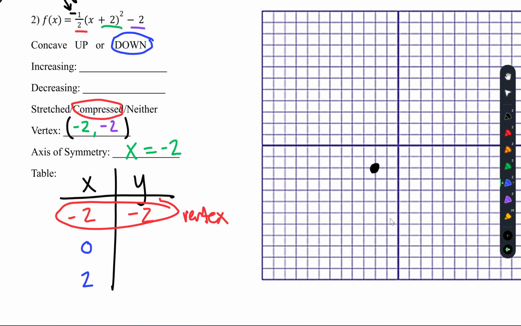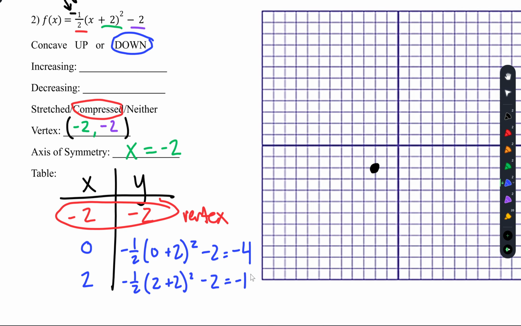To get our y values, let's plug it in. So negative 1/2 times 0 plus 2 squared minus 2. That's 4. Half of 4 is negative 2. Negative 2, this is negative 4. Right? Did I do that right? And then for the 2, same deal. Negative 1/2 times 2 plus 2 squared minus 2 equals 16. Negative 8. Negative 10.